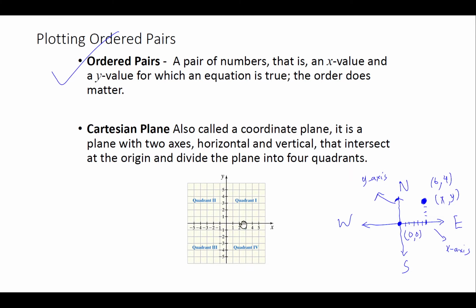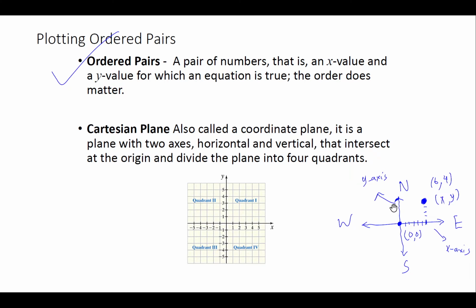This plane is called the Cartesian plane, also called the coordinate plane. It is a plane with two axes, horizontal and vertical, that intersect at the origin. By dividing this plane with a horizontal line and a vertical line, we now have four different parts. This one is called the first quadrant, this is the second, this is the third, this is the fourth.